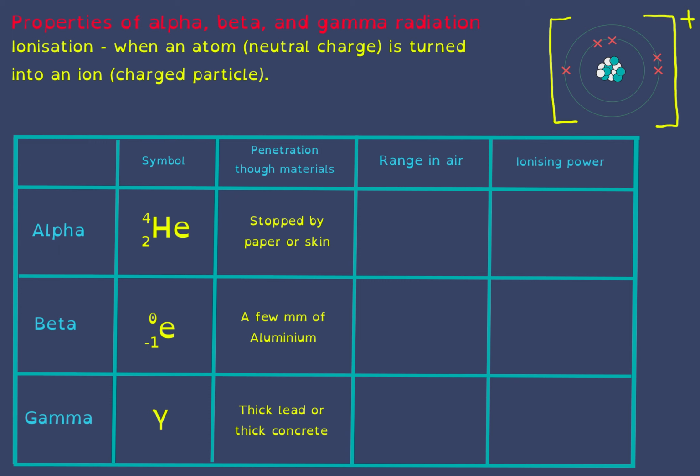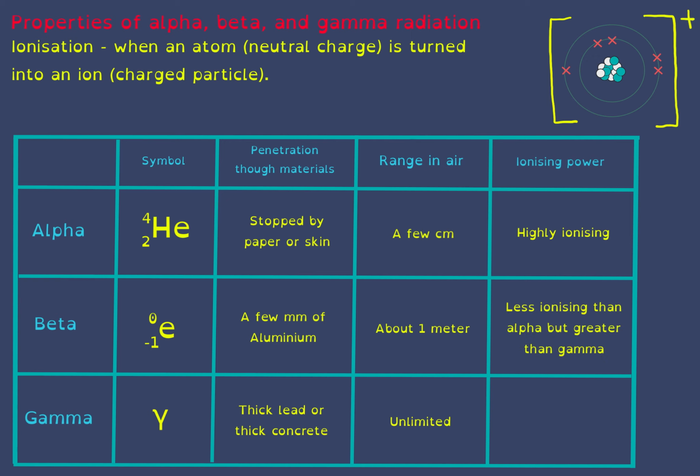Alpha travels only a few centimetres, beta about 1 metre, which is handy for revision as it rhymes, and gamma, because it will only be stopped by thick lead or concrete, has an unlimited range in air. Alpha has the highest ability to ionise as it is a large particle and it is the most likely to be able to knock an electron off an atom and turn it into an ion. Beta's ionising power is less than alpha's but greater than gamma's, and gamma is the least ionising of the three.